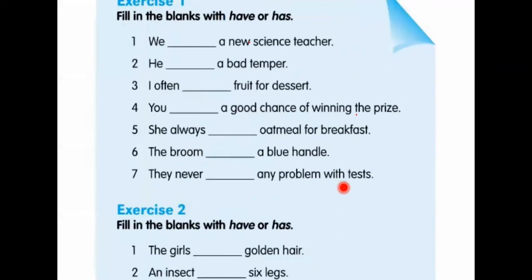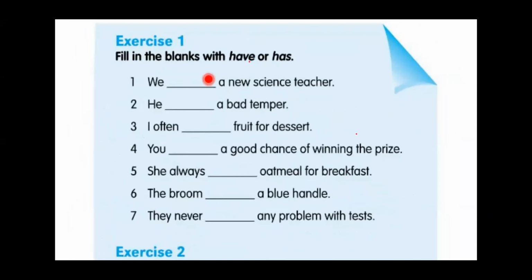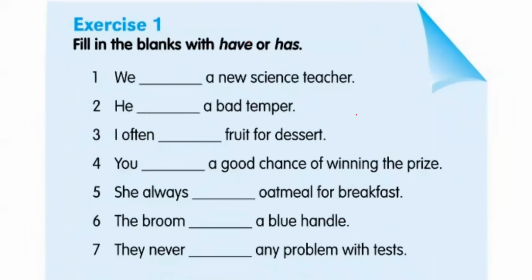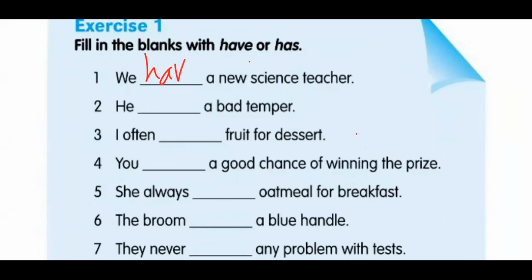Okay, now let's try to solve the exercise of have and has. We have a new science teacher. Yes, have. Next, he has a bad temper. He has, very good. Next one: I often have fruit for dessert. Yes, have fruit for dessert.